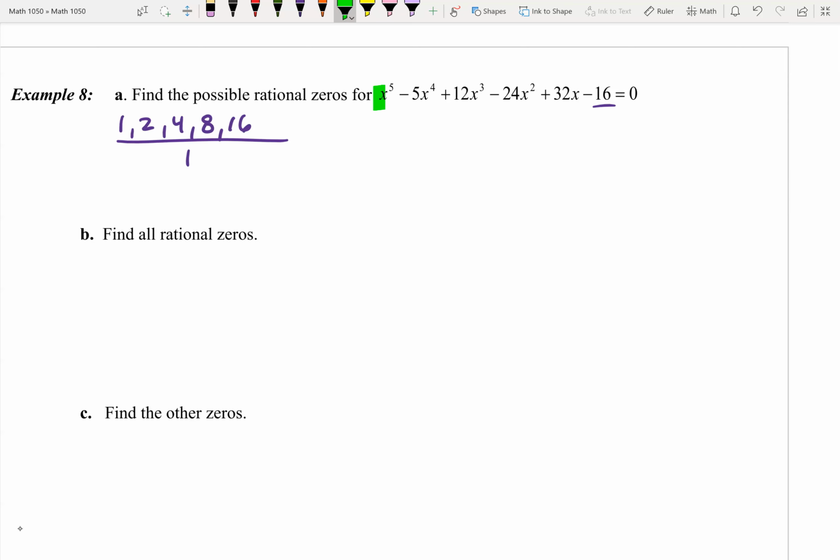Biggest exponent's a 5. The number in front is a 1. Yep, you're good. So is dividing by 1 writing that thing necessary? No. So just get rid of it. And then I'm going to put parentheses around it. I'm going to put a plus or minus in front of it.